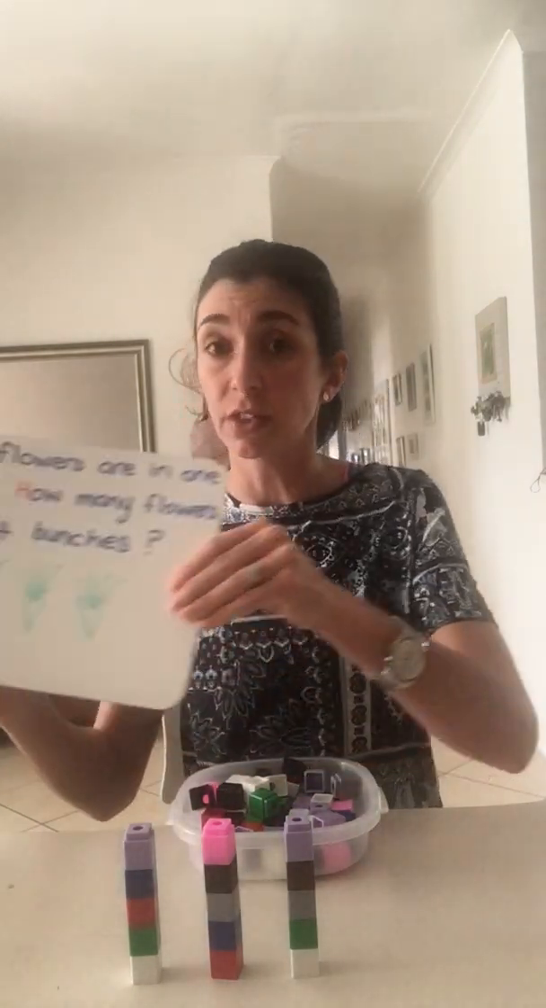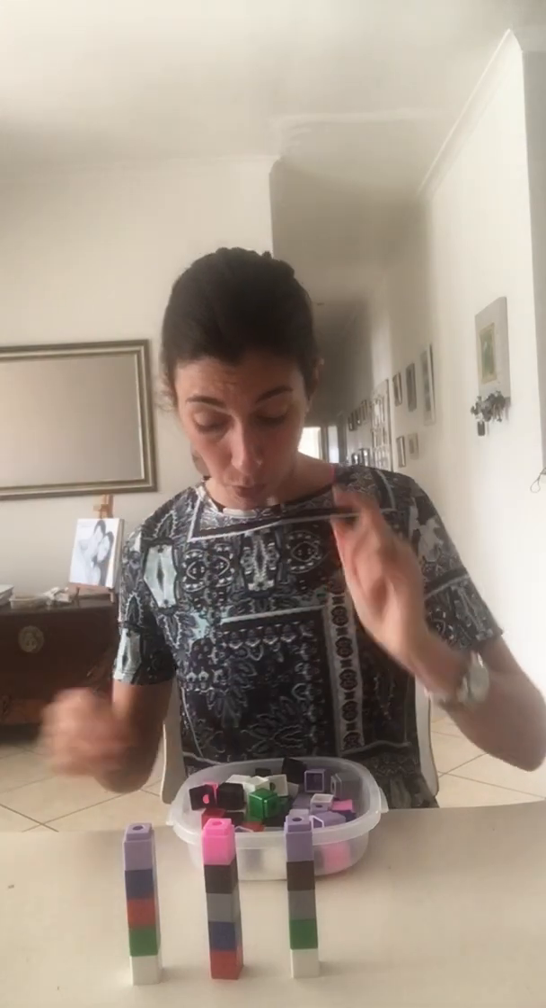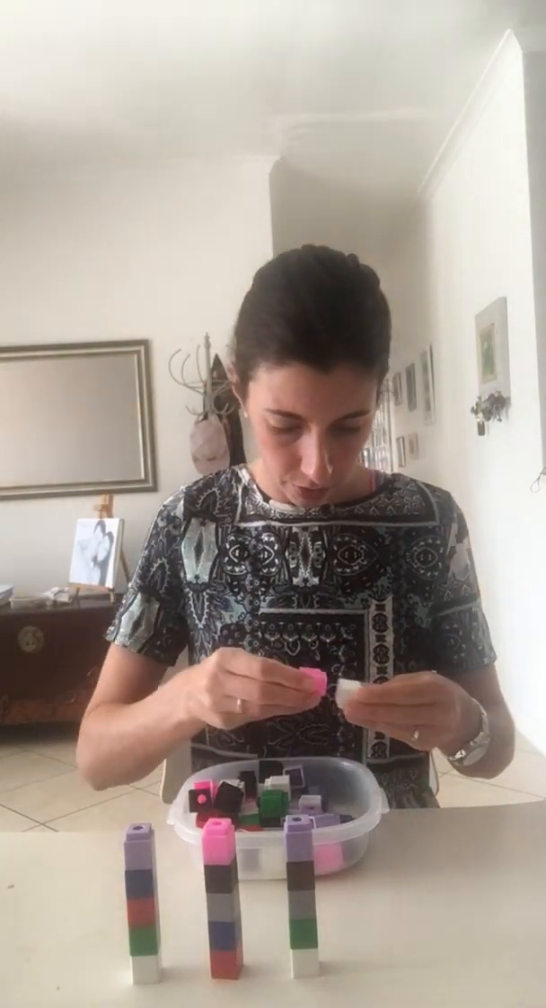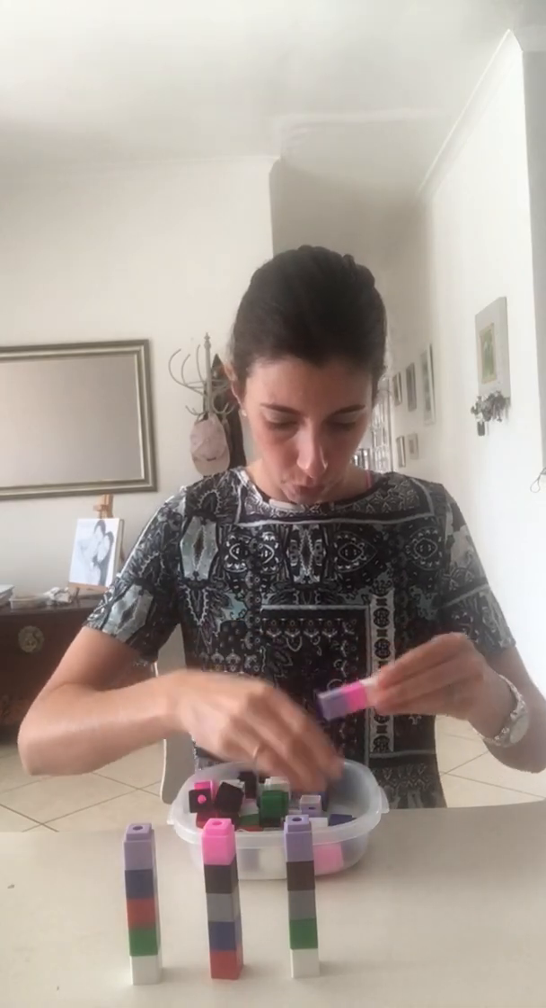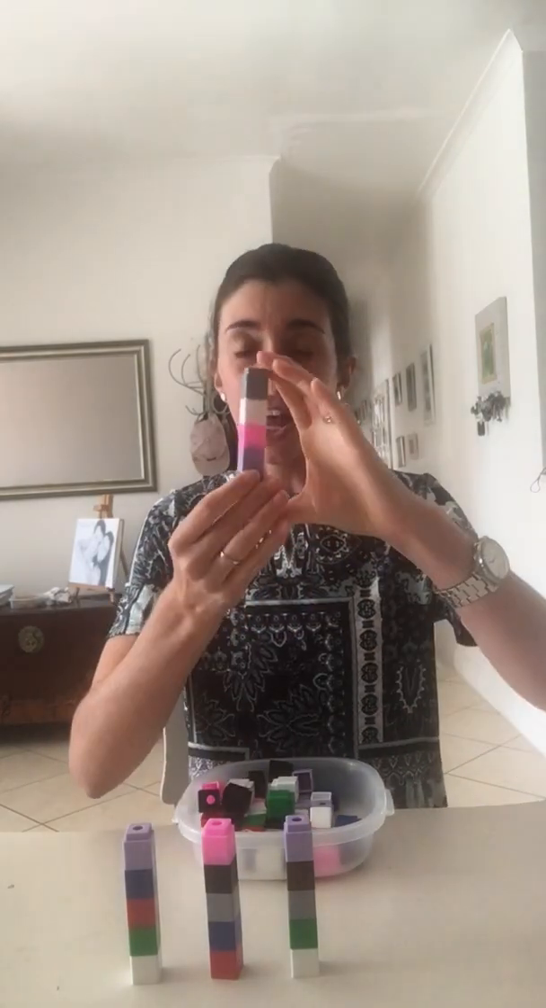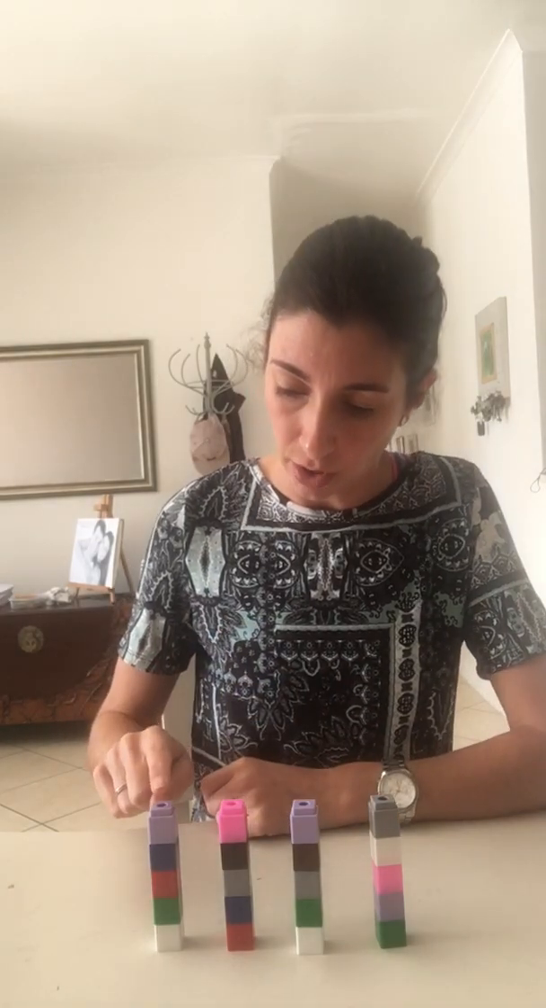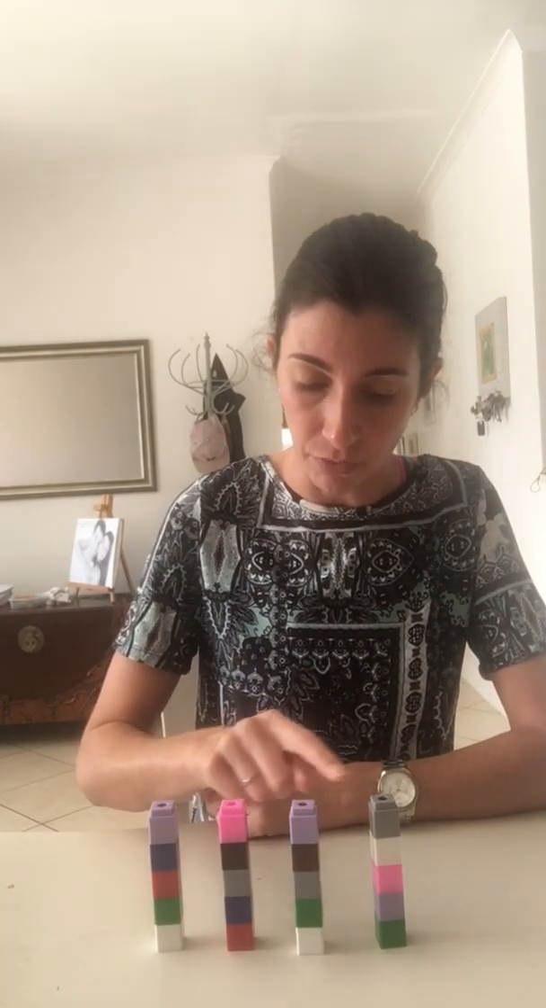There we go. Here's my 3rd bunch. 1, 2, 3. How many bunches did the question ask for? 4. So let's make 1 more bunch. 1, 2, 3, 4, 5 flowers in a bunch. There we go. Now I can put my counters away. So I've got 4 groups or 4 bunches of how many in each bunch? I've got 5 in each bunch. So 5, 5, 5, 5.